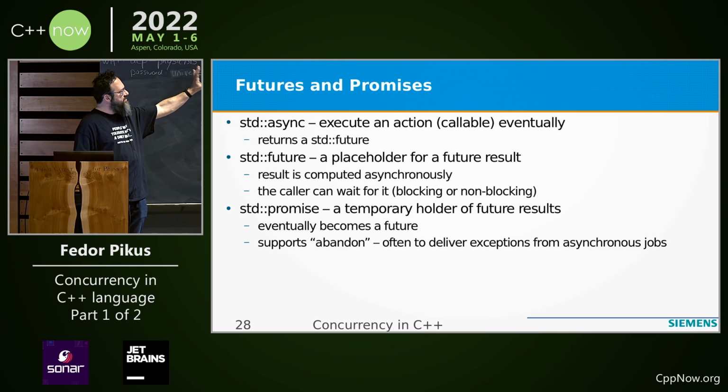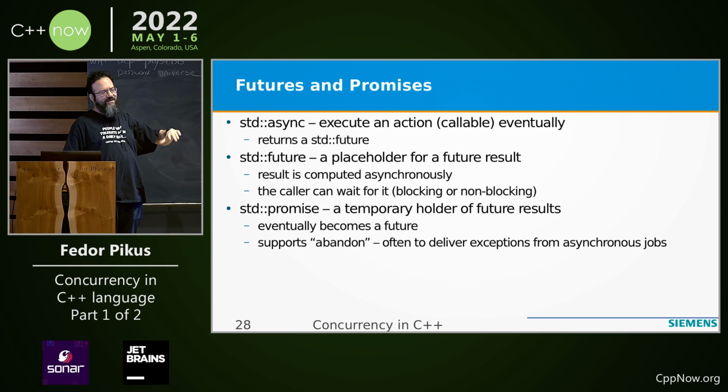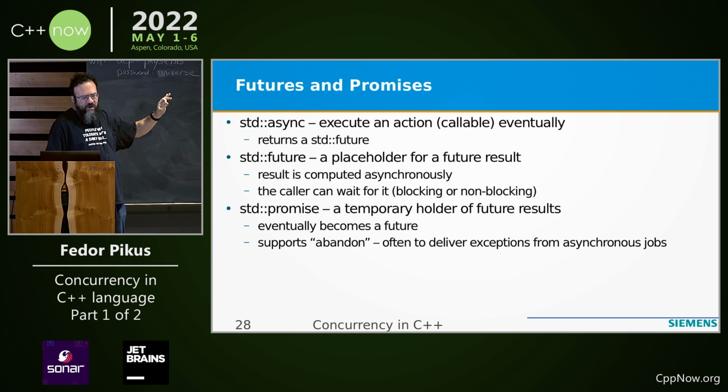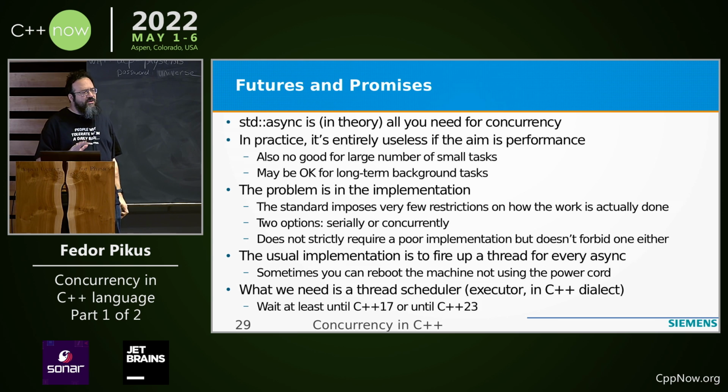There is the async, there is a future, there is a promise. Now, future and promise are just types. Future is a placeholder for a result that will be computed asynchronously and will materialize sometime later. Promise is where the thread that computes the result puts it temporarily until the promise becomes the future. These are just some types. By themselves, they don't do you any good. Async is the thing that actually executes that action asynchronously, or whatever computation you want. In theory, that's all you need.